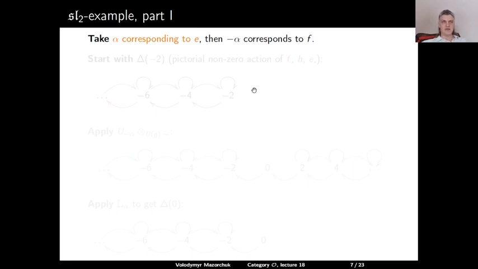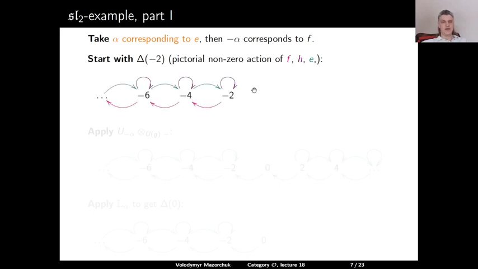So we localize with respect to minus alpha, and then we take the locally finite part for the action of alpha. So let us start with the Verma module delta minus 2. So we draw the picture of delta minus 2, where basis elements correspond to their weights. The action of F is given by arrows to the left, which are in magenta.